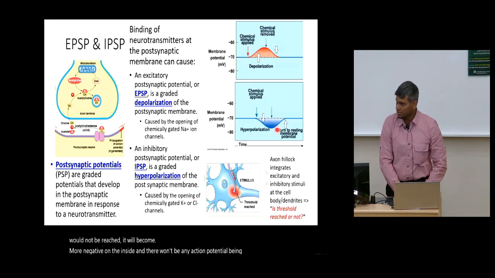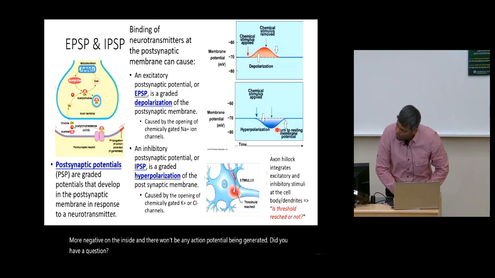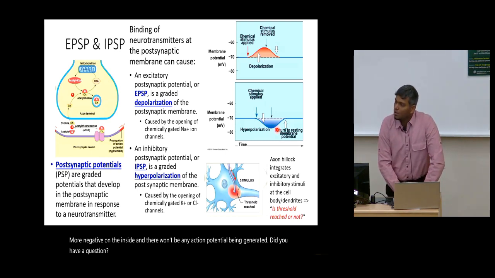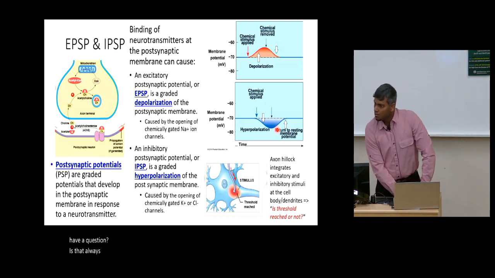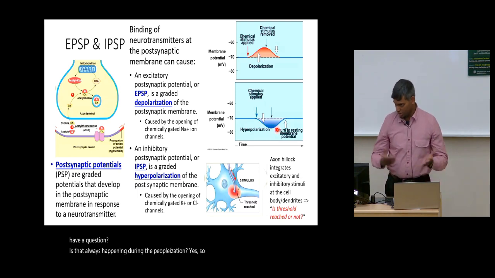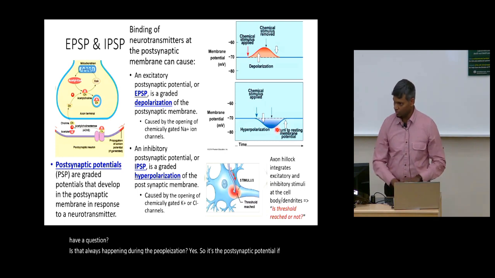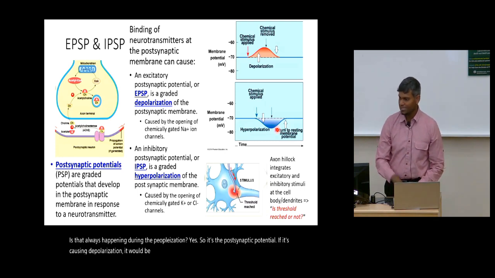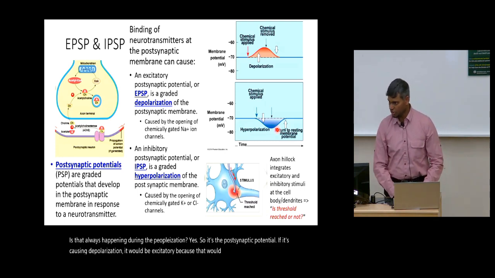Did you have a question? I was just going to ask you about EPSP. Is that always happening during the depolarization? Yes. So it's the postsynaptic potential. If it's causing depolarization, it would be excitatory, because that would eventually cause the threshold to be reached.